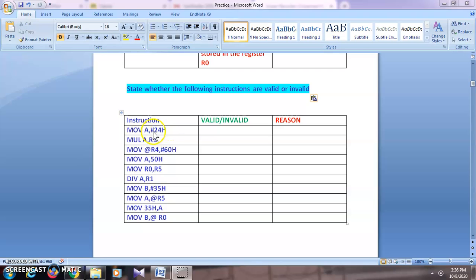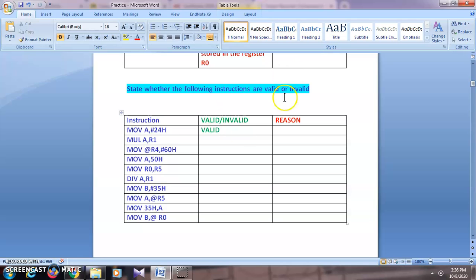Here the hash symbol indicates that the data value is 24H. So with this instruction we are trying to copy the data 24H into A. So this is a valid instruction, as there is nothing invalid, no data or destination which is given wrong in the instruction.